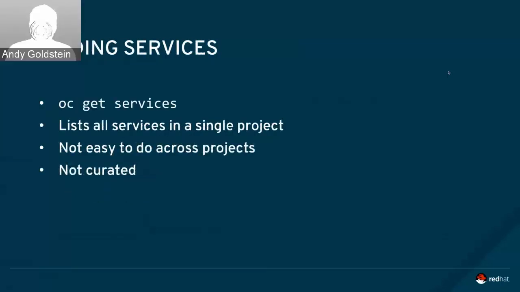So how do we find services? You can definitely run oc get services or kubectl get services, and this will list all the services in a single project. Not super easy to make this work across projects. You can have it list services in every project, but that's going to give you everything, and it's going to be hard to filter out the weeds. It's not a curated list. It's just literally every single service that you have access to will show up when you run that command across projects.